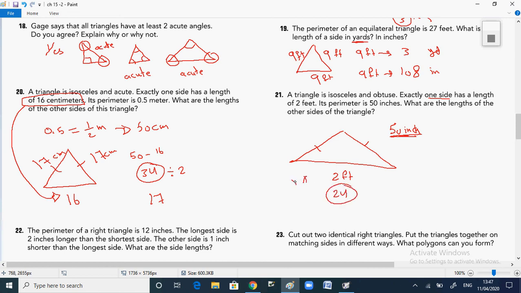I have to multiply by 12. From feet to inches, I have to multiply by 12. So 24 inches. Now 50 inches minus the base becomes 26. In an isosceles triangle, both sides must be equal, so I have to divide by 2. 26 divided by 2 is 13. So each one is 13 inches. Okay?